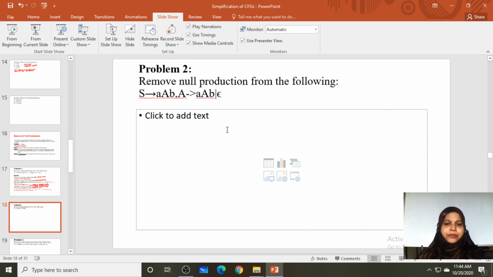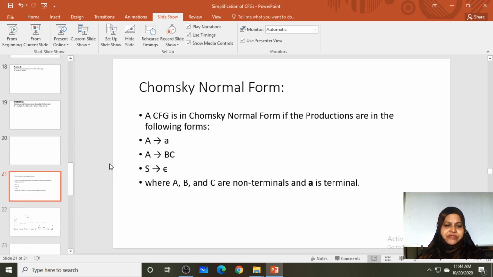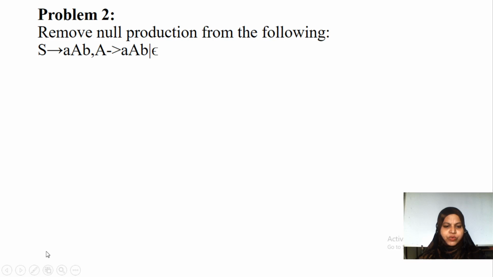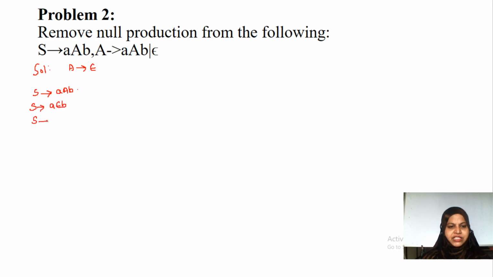For example, here, remove all the null productions from the given CFG. In this case, how are we going to perform this? Which one is the null production? A tends to epsilon is my null production. Wherever A is there, we just have to substitute. Here S tends to A epsilon B, so S tends to AB, right? This is one production.